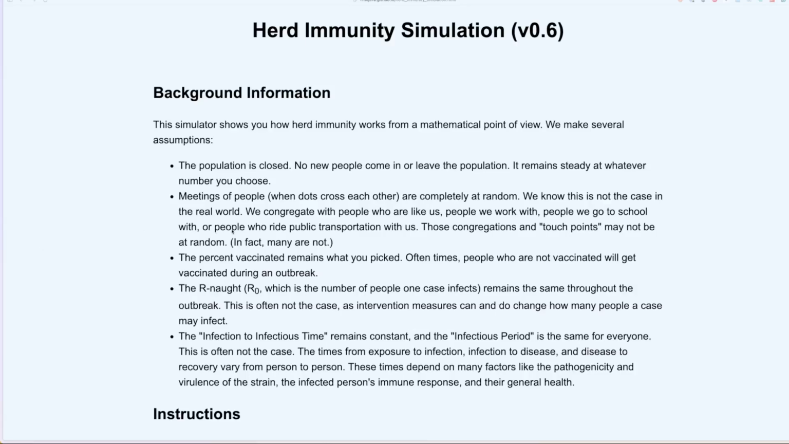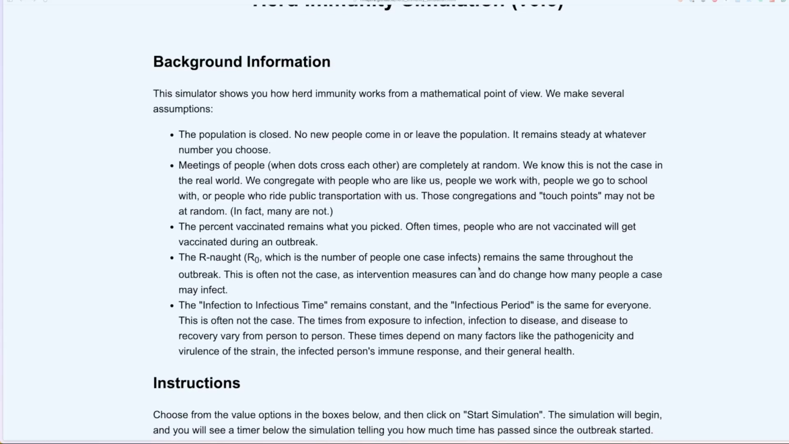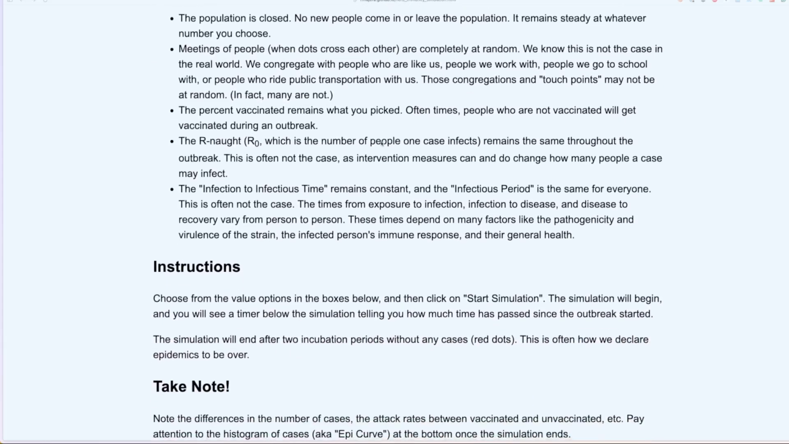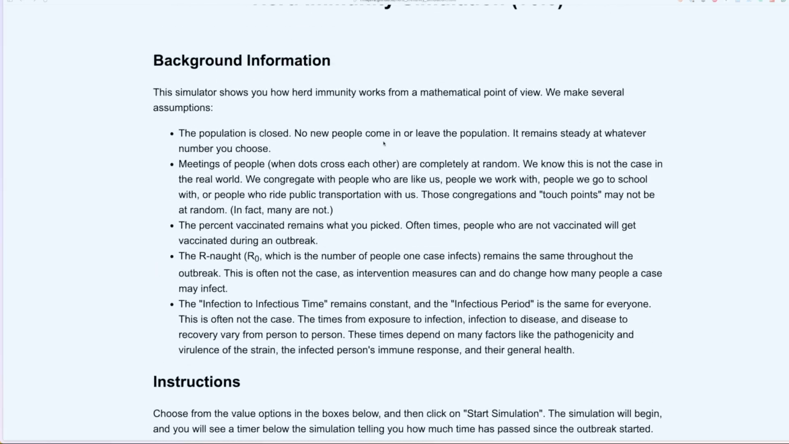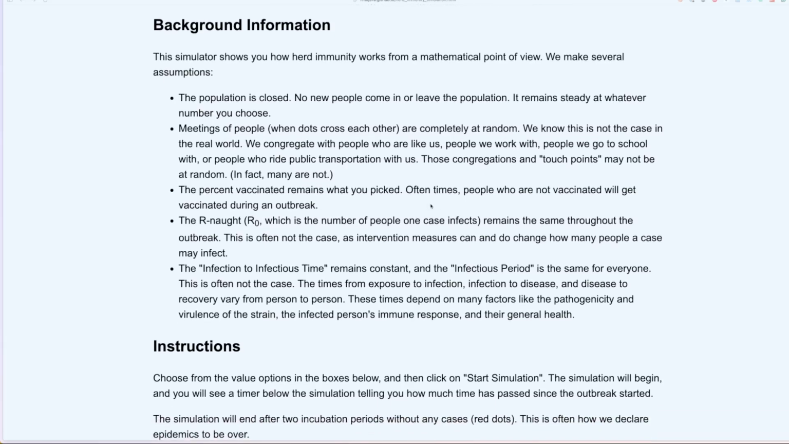So this is a herd immunity simulator that I coded together using different technologies, and it's supposed to simulate mathematically, and a little bit with physics, how herd immunity works. You can read the instructions here, the assumptions that it makes about it being a closed system, which the population is not. How people gather, as we know, people who are alike gather together. So anti-vaccine or vaccine hesitant people will be more clustered together than the general public, et cetera, et cetera.